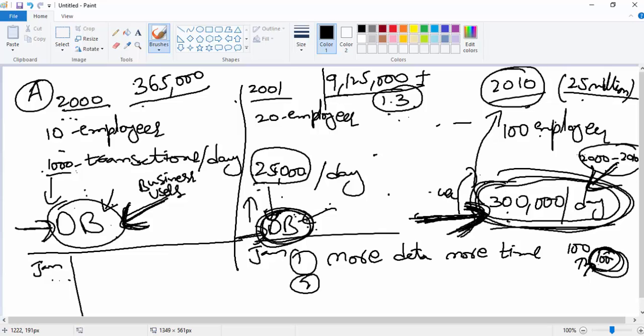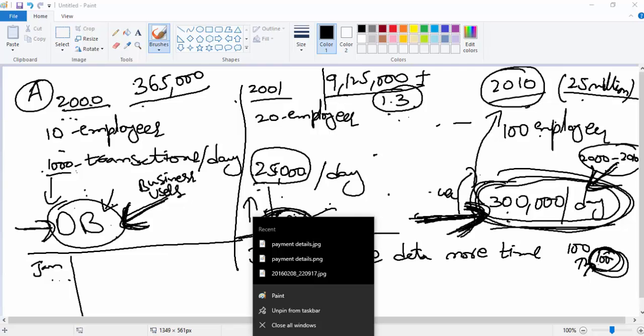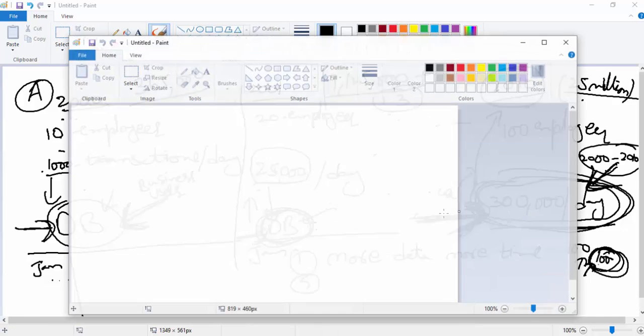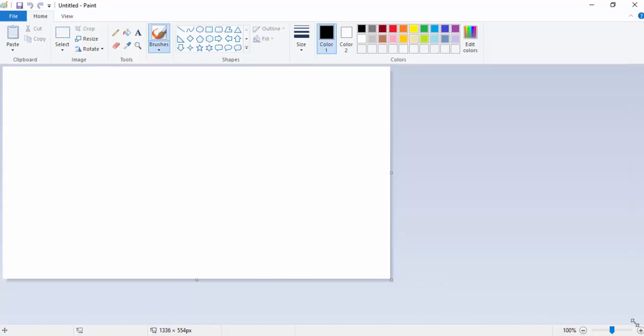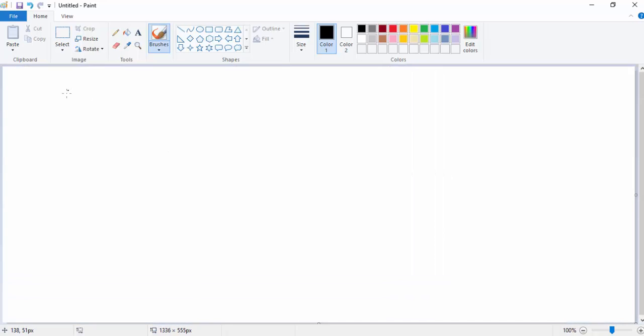At the same time, the business users need all the data from 2000 to 2010. For that purpose, what we are going to do is have the database. Currently I am in 2010, so my database will have data from 2000 to 2010.